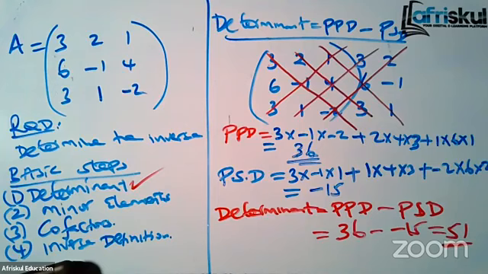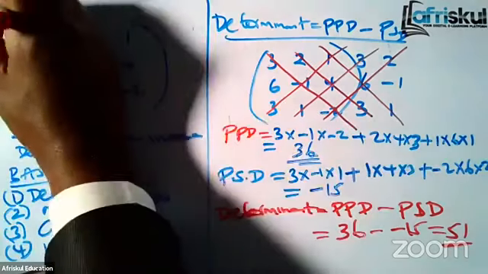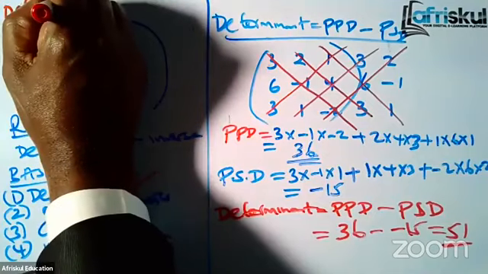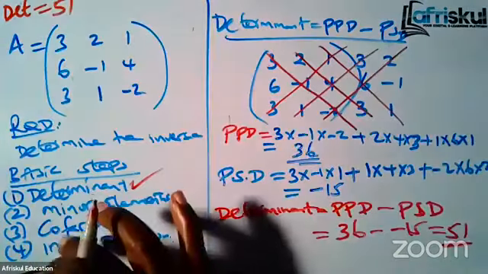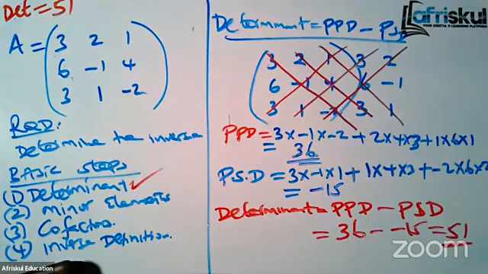So we have been able to get the determinant. I'll save my answer somewhere here. My determinant equals 51. Now, from there, we go to the second step, which is the step of minor elements. So, ladies and gentlemen, how do we get minor elements? What are minor elements?